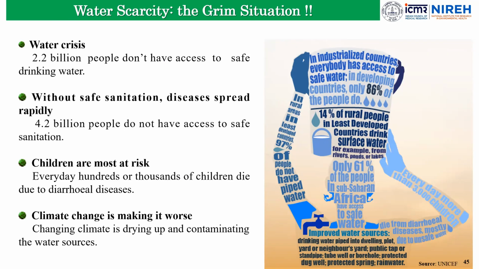Because of this, without safe sanitation, diseases also spread rapidly, and approximately 4.2 billion people are at risk. Then children are more at risk. Why? Because children are of growing age, and they do not have as much immunity as adults have. So obviously they are more at risk. Then climate change is making it worse. It means that climate change is one of the factors responsible for causing water scarcity, although there are many other factors as well. So this is the situation that we are facing all over the globe.